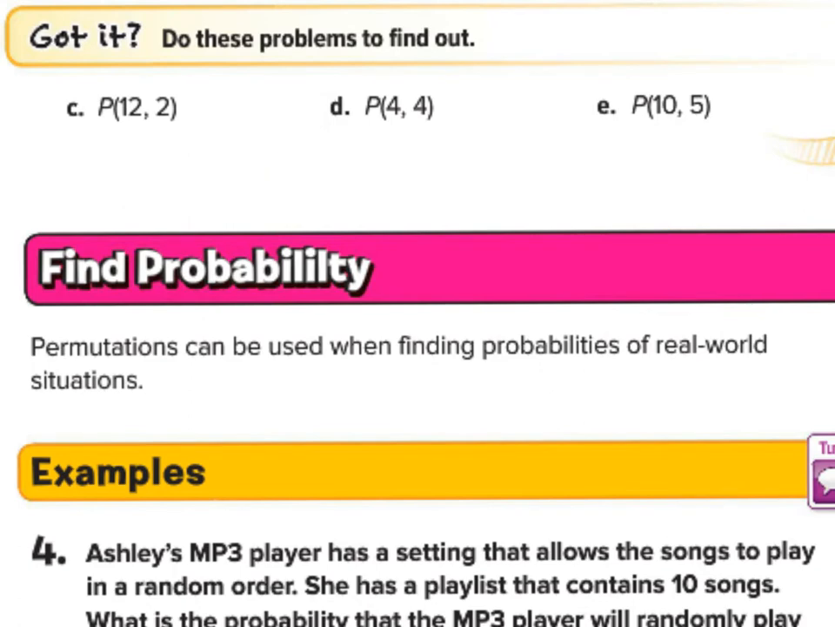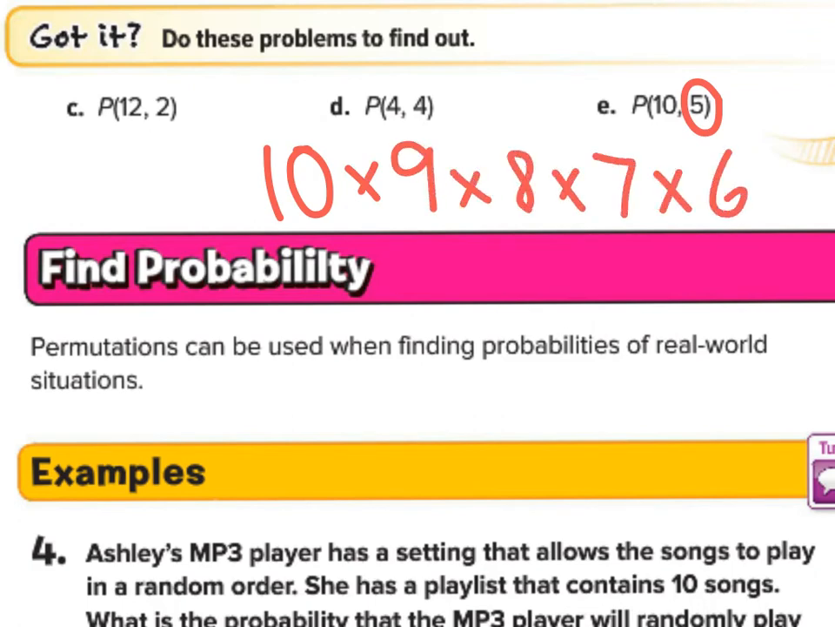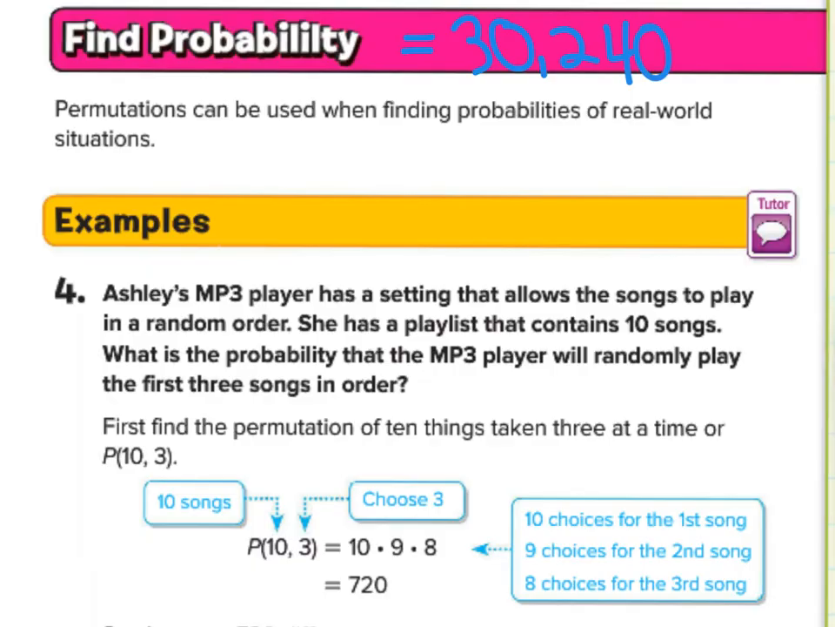And then finally, question E. We start with 10, okay, and we need to go up to 5 of them. We need to choose 5 out of the 10 possible choices to arrange. So then we go to 9, 8, 7, 6. There we go. Now we have 5. So we go ahead and find the product of all these factors, and we get 30,240 permutations. Okay, permutations can be used when finding probabilities of real-world situations.